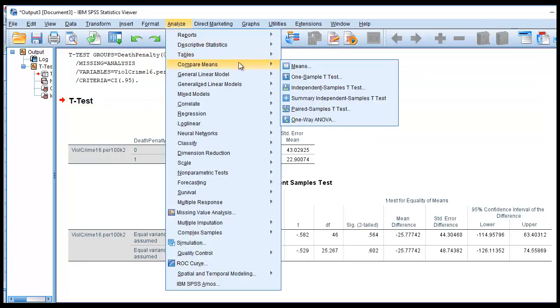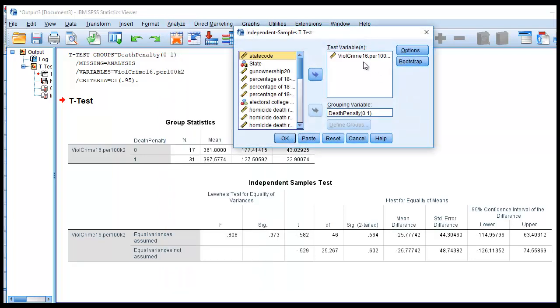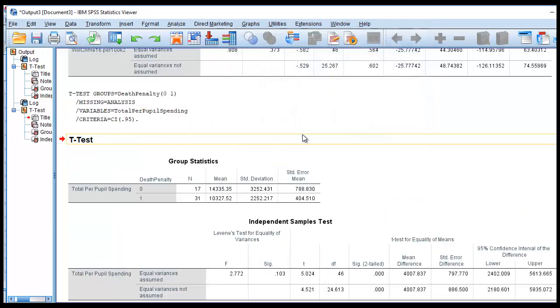Let's try another example. Let's go to compare means, and let's say that instead of looking at violent crime rate, let's look at total pupil spending. So I'm going to use an education variable just to see if there's a difference between the two groups. In other words, we would be addressing the question of whether there are differences in the average total per pupil spending between the death penalty and non-death penalty states. So I'll leave the grouping variable where it's at, and I'm going to click on OK right here.